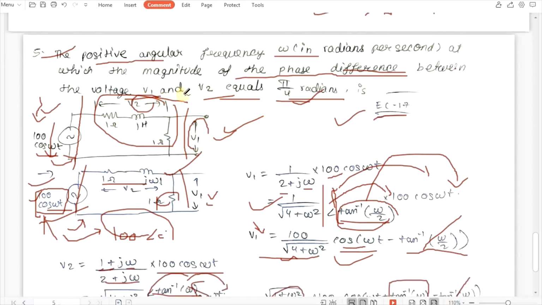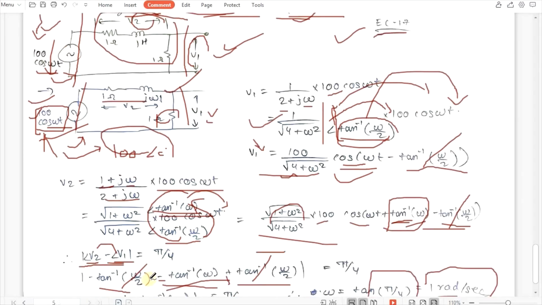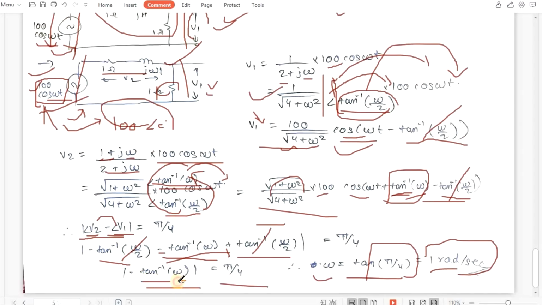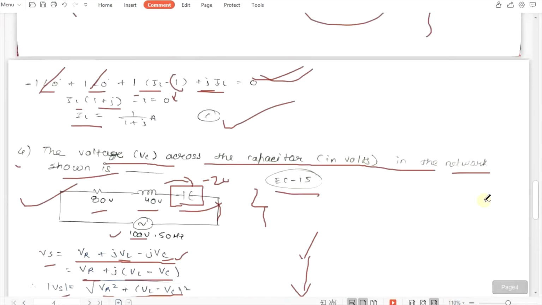Then using the angle of v1 minus angle of v2, or angle of v2 minus angle of v1, we have seen both the things and we got the same answer. That was tan inverse of omega, and if we take the mod we will get tan inverse of omega only. Then we got our omega as 1 radian per second. So this was all about our phasor sums.